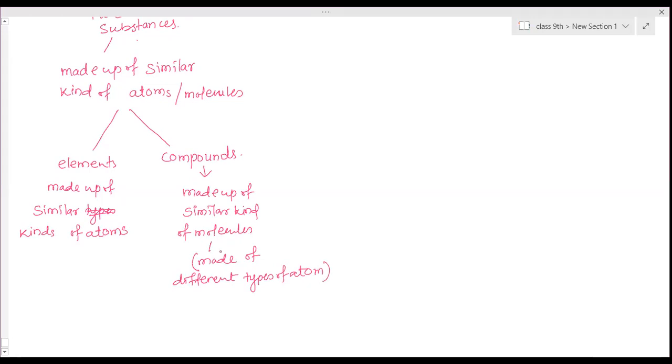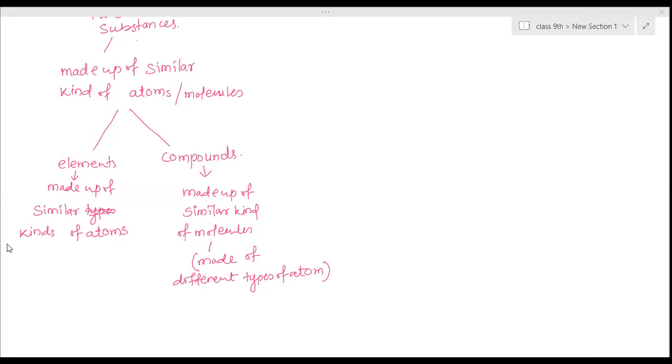If this molecule is of similar atoms, then it is still an element only, right? So why have I said molecules here? Because a molecule may be of similar kind or of different kind. Therefore, if a single molecule is made up of different types of atoms, then it is a compound. But if it is made up of similar type of atoms, then it is called an element. Clear?